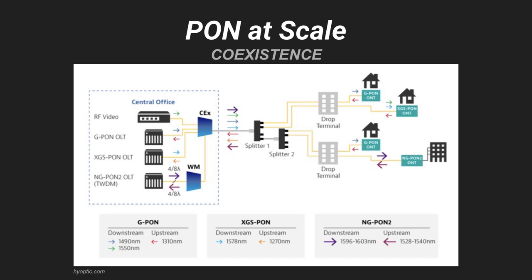In this example, they've got downstream at 1490 nanometer, upstream at 1310, and video at 1550 on the legacy GPON. And then the XGS-PON is running downstream at 1578 and upstream at 1270. So you're putting all these colors or wavelengths of light on the same fiber, and depending on which piece of hardware you have at the customer prem, it just joins onto the light beam that it's tuned for.